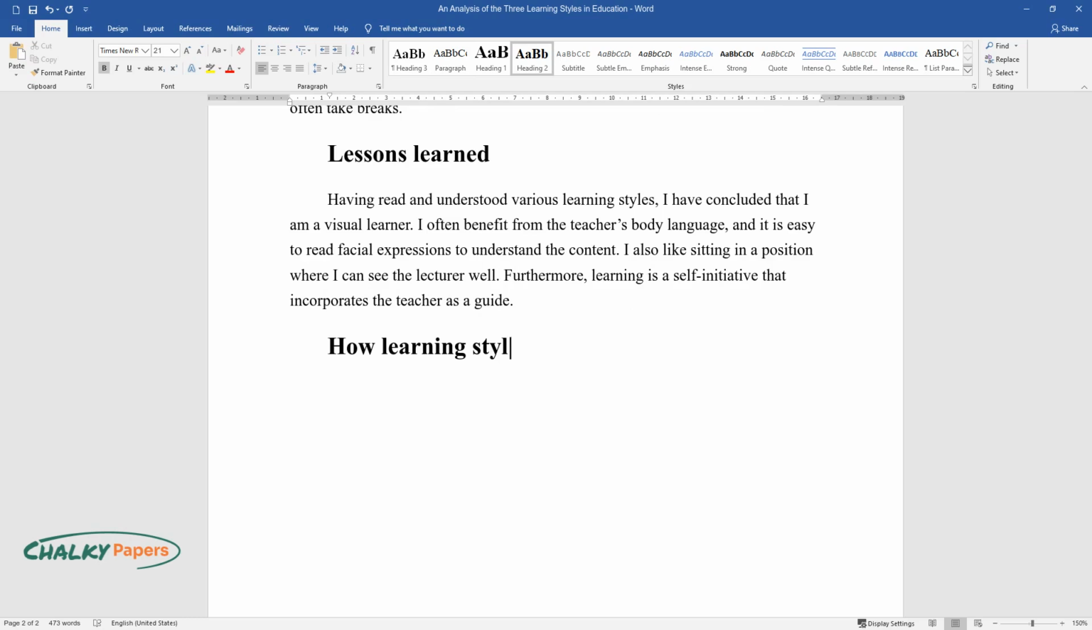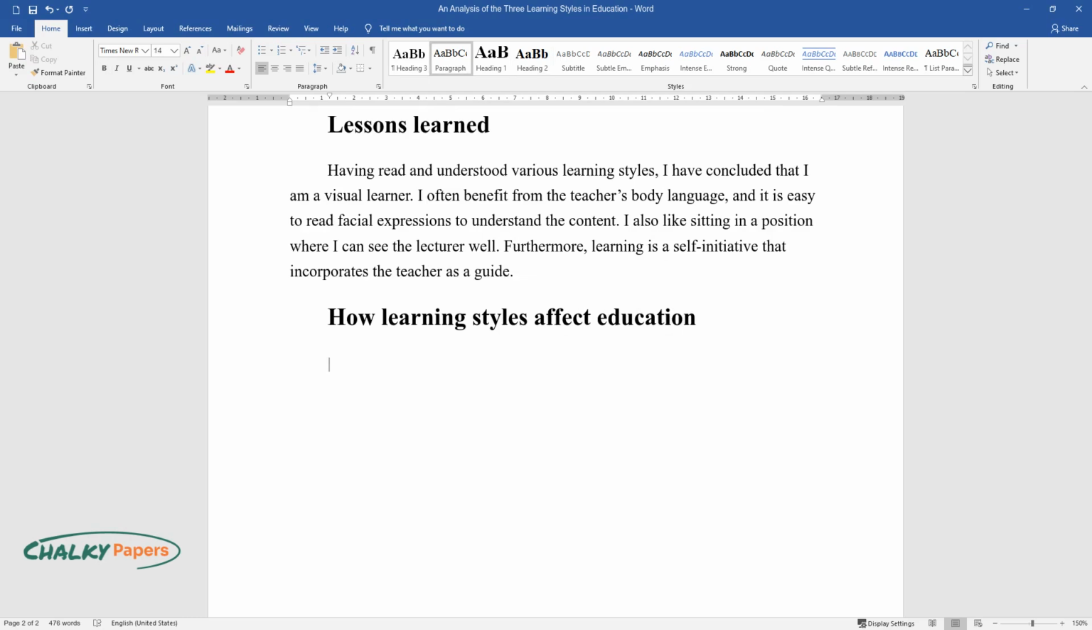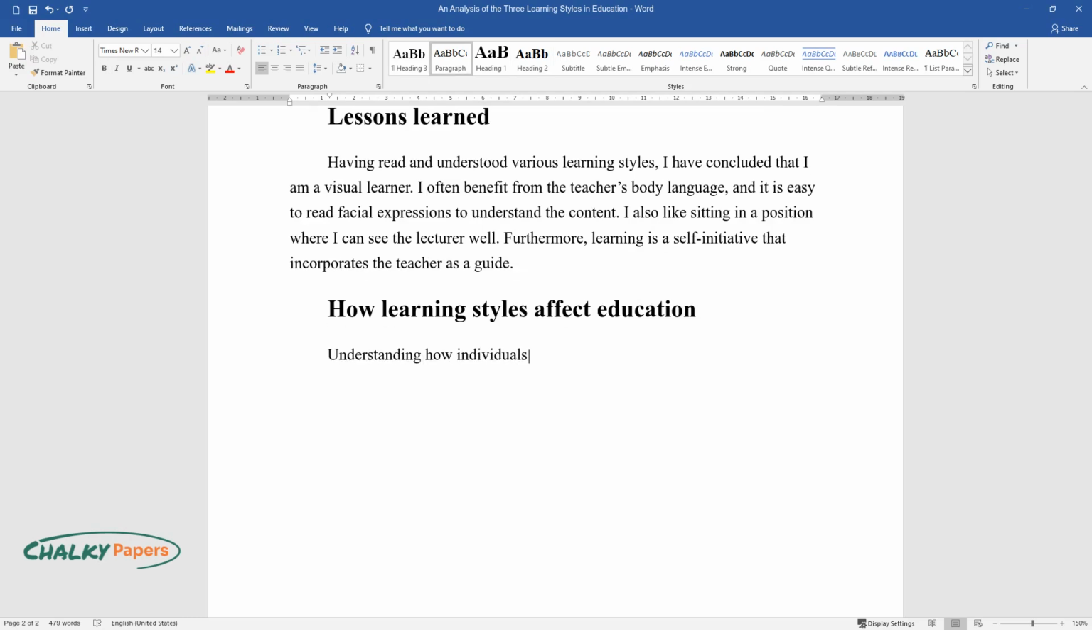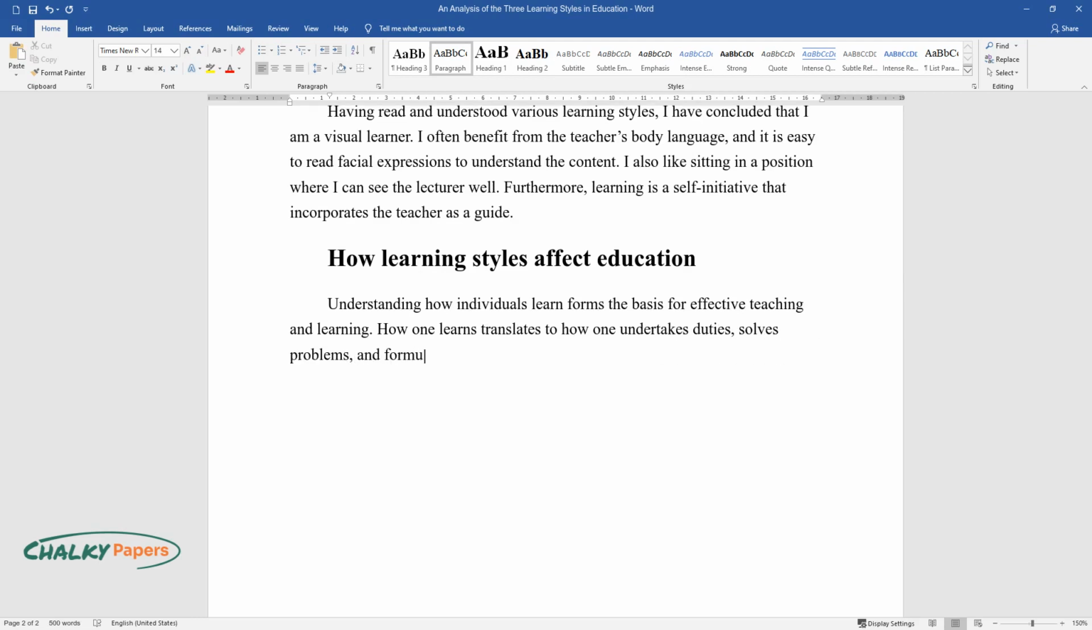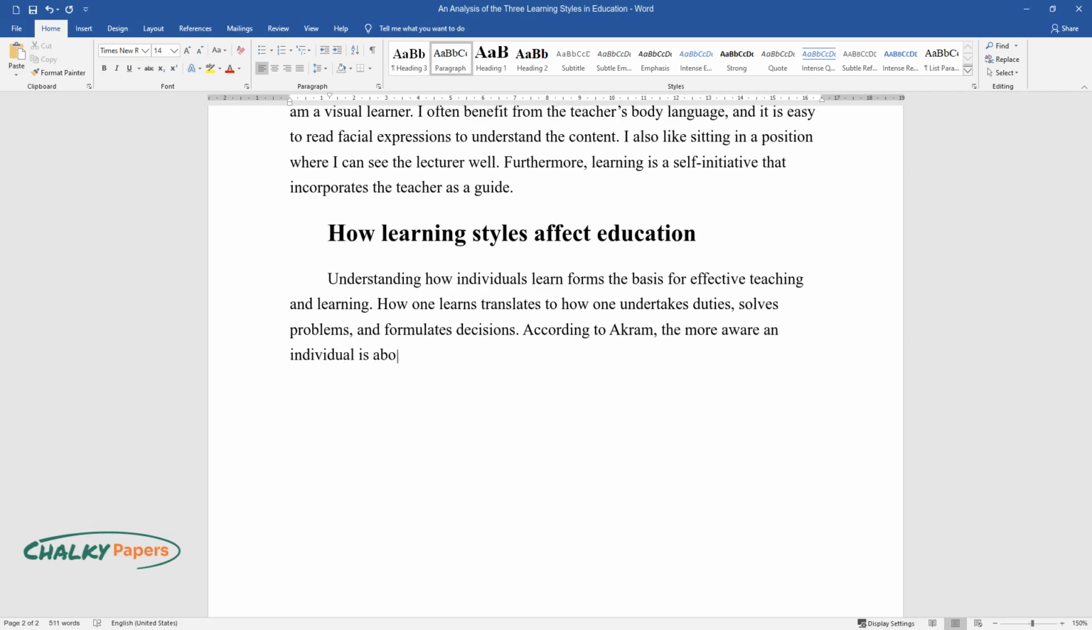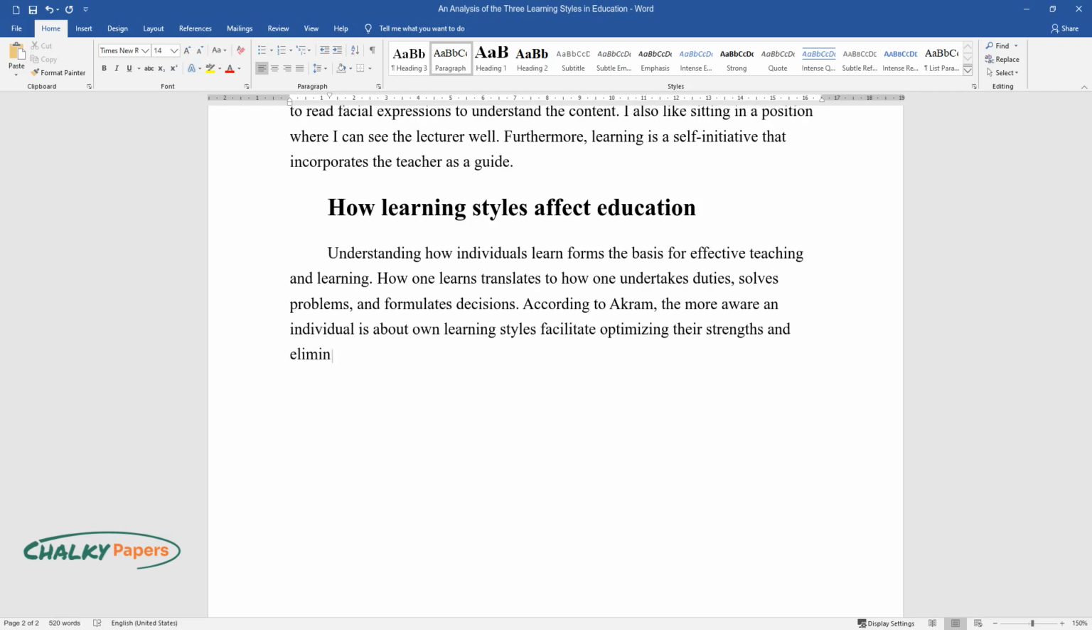How learning styles affect education. Understanding how individuals learn forms the basis for effective teaching and learning. How one learns translates to how one undertakes duties, solves problems, and formulates decisions. According to Akram, the more aware an individual is about their own learning styles, the more it facilitates optimizing their strengths and eliminating their weaknesses.